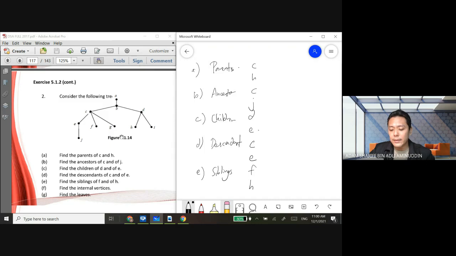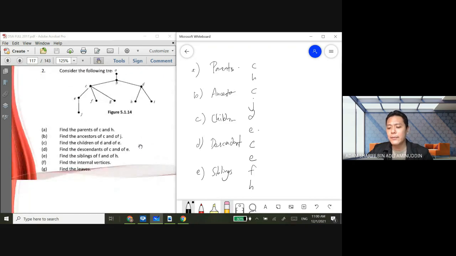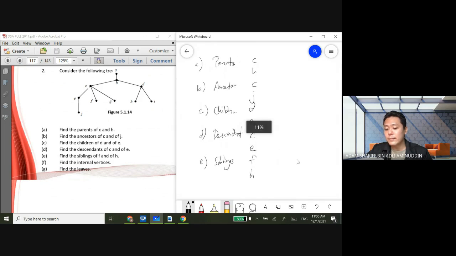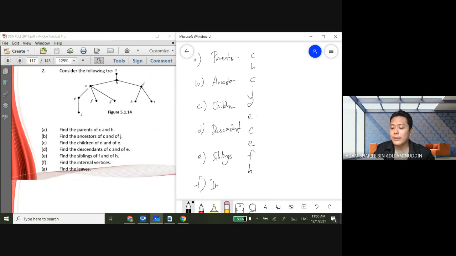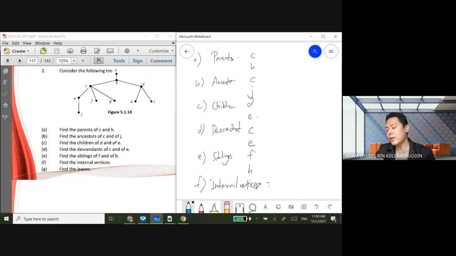Oh, internal vertices, ha? Saya tak cakap secara jelas. Internal vertices, vertices yang ada anak. Okay, vertices that have children. Find the internal vertices. Okay, one more minute, eh? Okay, saya akan cuba jawab, nak menjimatkan masa. Saya cuba jawab, jika saya salah betulkan atau kita boleh cross check sama-sama lah.